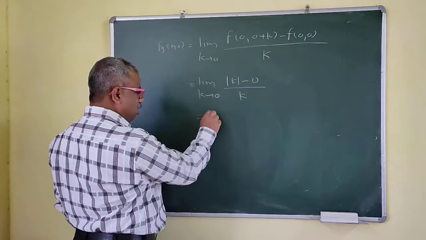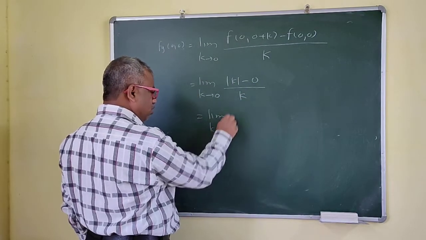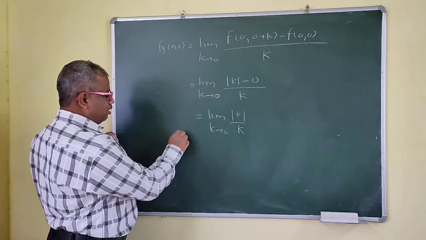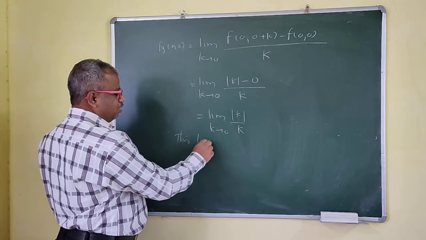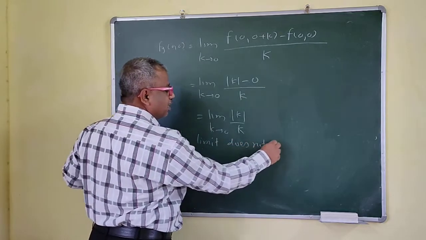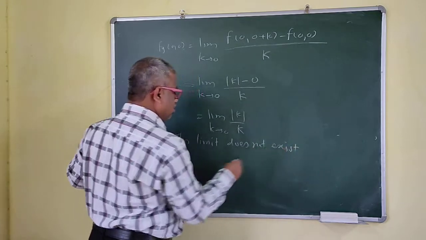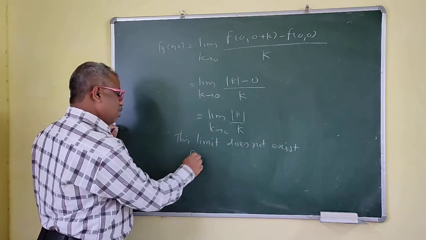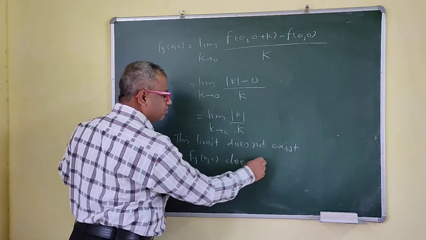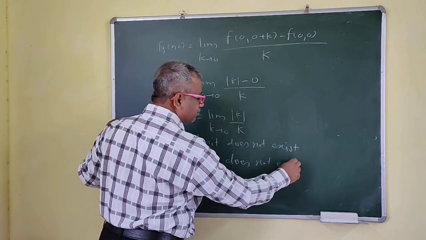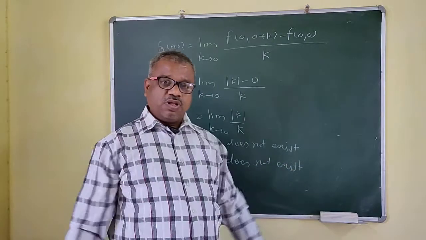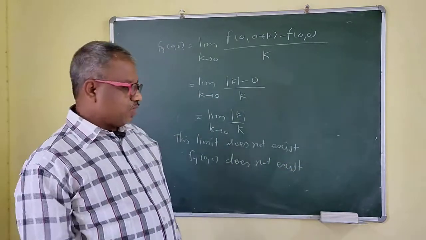So this is again the limit k tends to 0 of mod k upon k. Again, this limit does not exist. So therefore, fy 0, 0 does not exist. Right? So that is, your function is continuous, but the first order derivative does not exist.